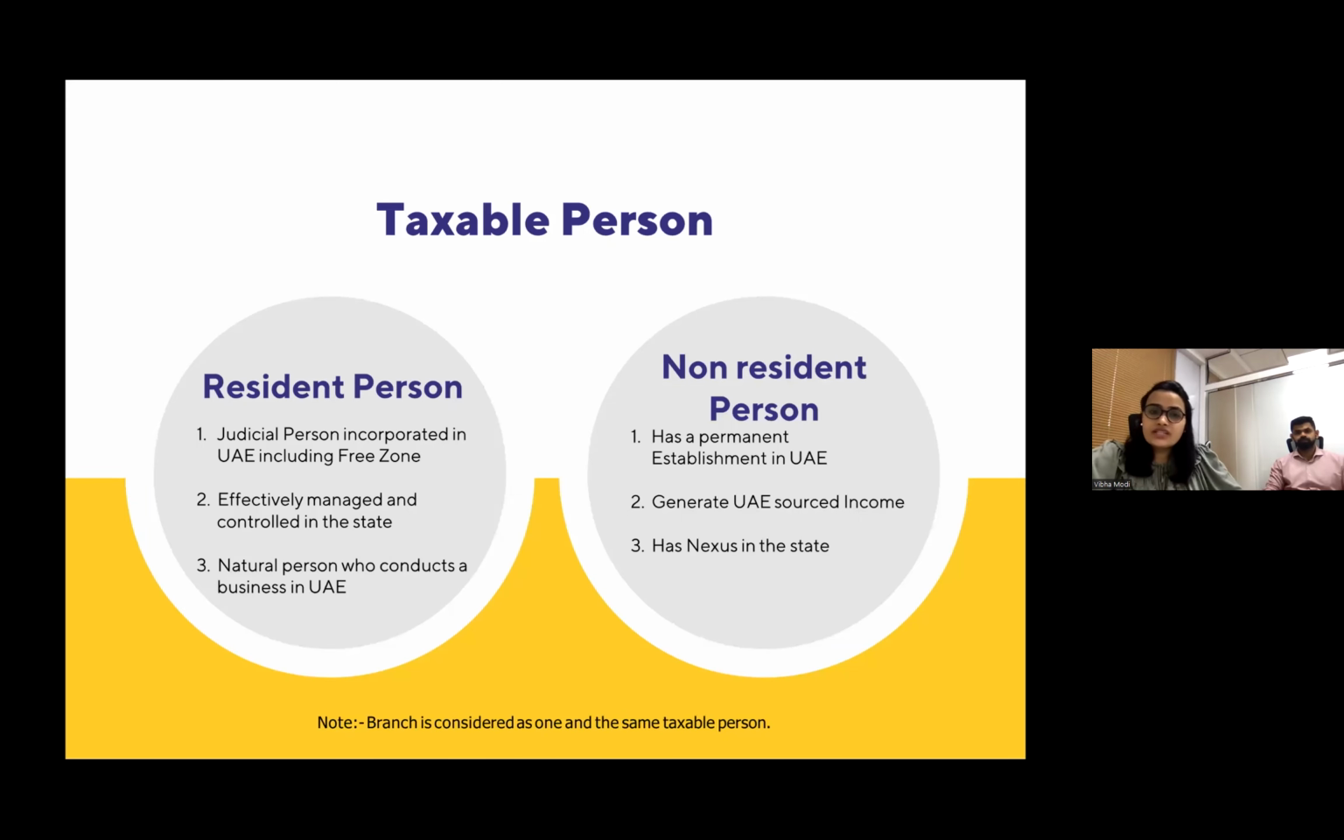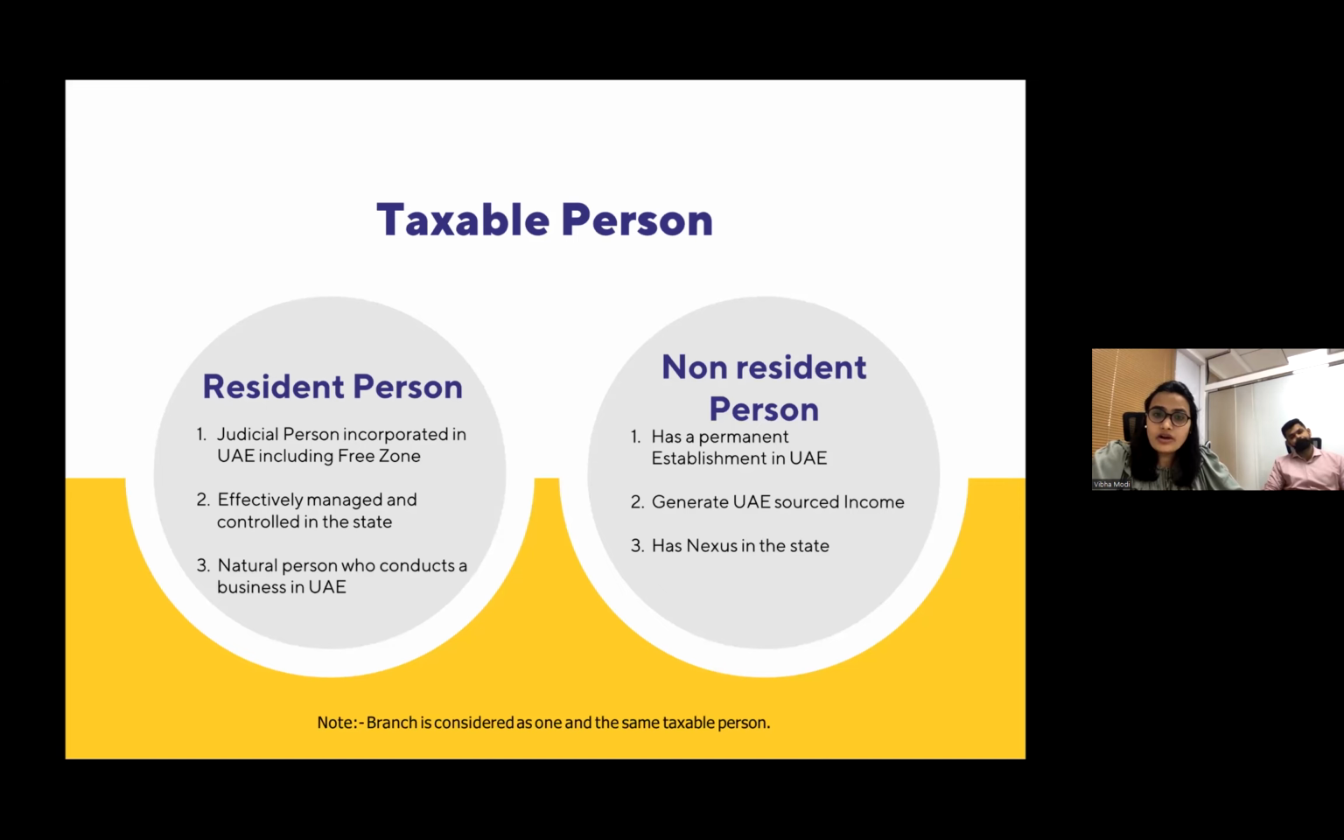Then the most important question is who is going to be covered under the UAE corporate tax. So I have divided the type of taxable person. There are only going to be two types of taxable person. One is resident and another is non-resident person. So all the persons covered under resident and non-resident are going to be the taxable person. And taxable person means they are liable to pay corporate tax in UAE. So let's start with the resident person.